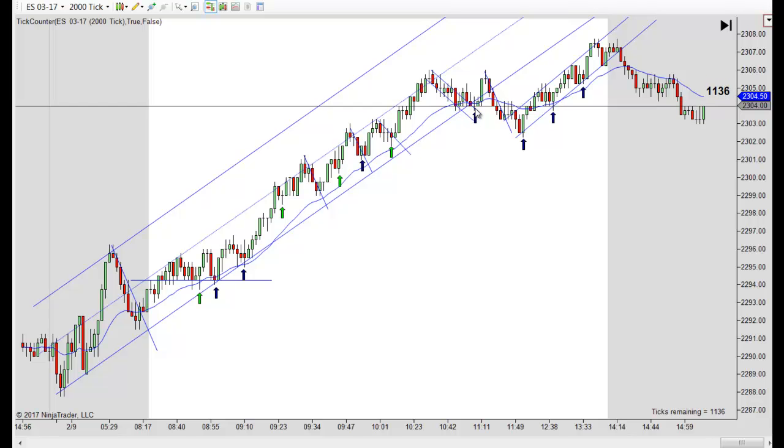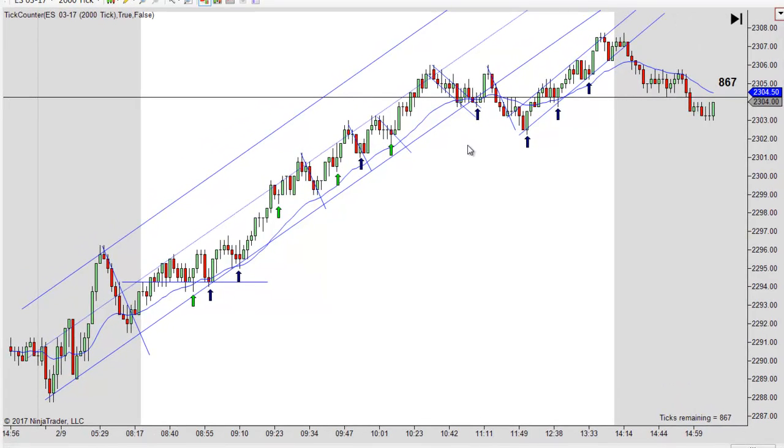But there is a second entry long right here, and if you'd have taken this one, you'd have had a loser. And even if you took the one that looks like it's bouncing pretty close off the EMA here, you actually wouldn't have had a loser there. But that's not a very good signal bar, and obviously we were correct in here.